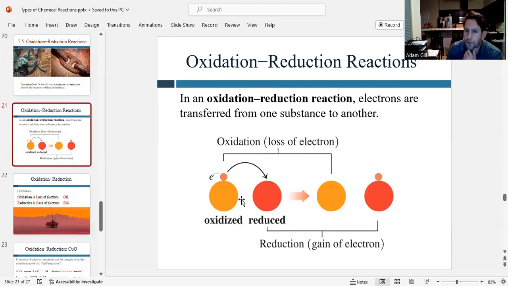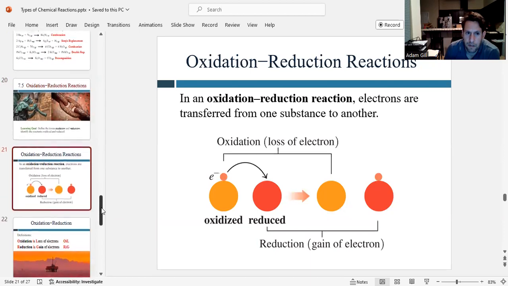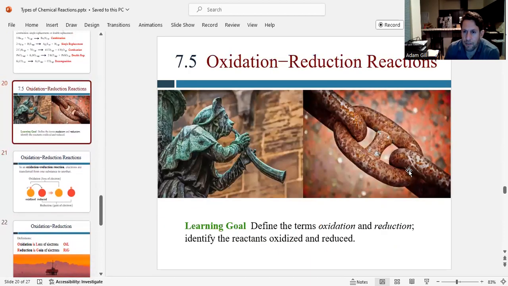So if we have two elements reacting, if one element gives an electron to the other, it is being oxidized because it's losing the electron. If an element gains an electron in a reaction, it's considered reduced, or it's undergoing reduction. So oxidation is loss, reduction is gain of an electron. And this happens most frequently with metals and nonmetals, such as copper and oxygen or iron and oxygen.